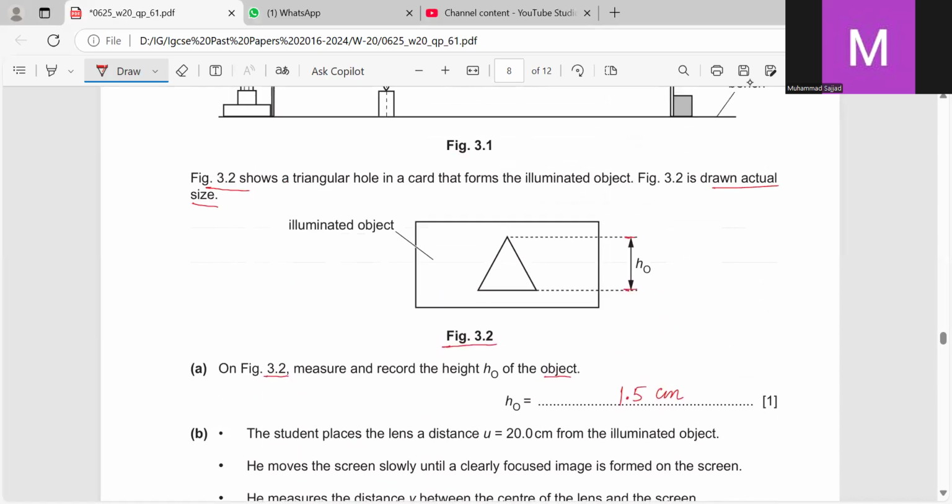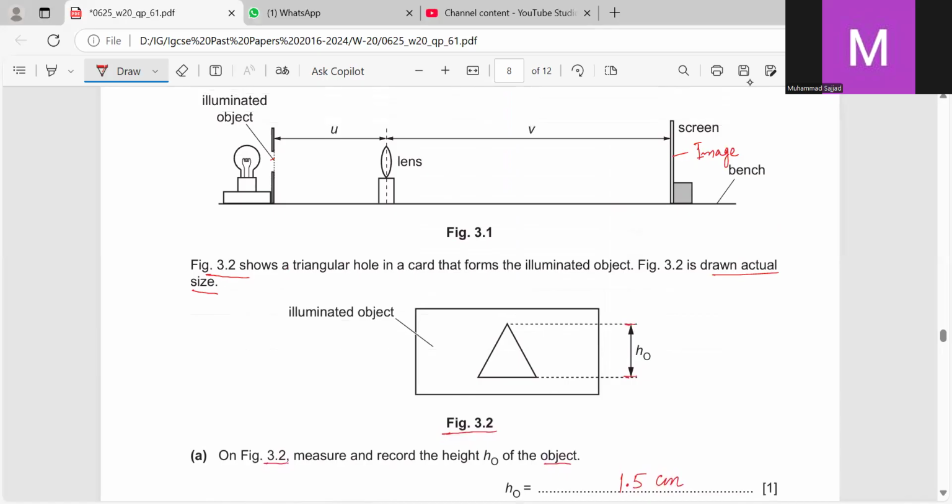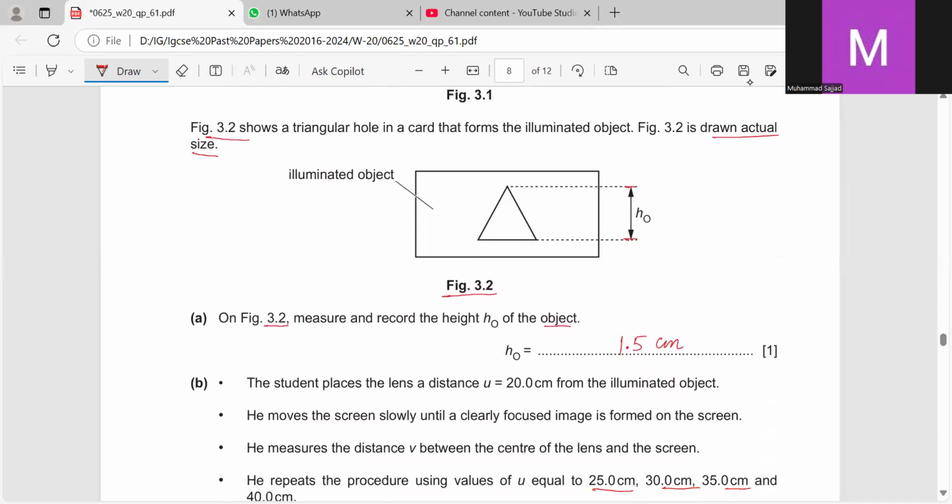Another very important thing to get accurate results: see the distance. Either the distance u or the distance v, they are all taken from the center of the lens, not from the sides of the lens. So to get more accurate measurements for u and v first, and then ultimately the focal length, we need to take all the measurements from the center of the lens. This is one of the very important improvements in this case.